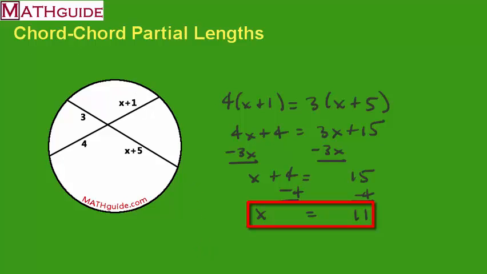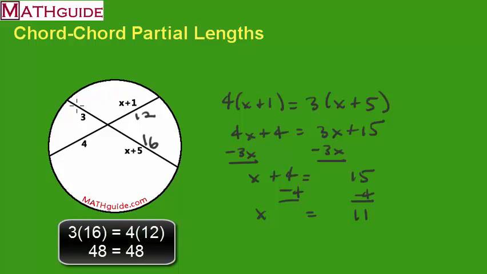If we wanted to know what this actual distance is in this diagram, we could take 11. 11 plus 1 is 12. We could say if this is 11, 11 plus 5 is 16. And we could see that 16 times 3 is 48. 12 times 4 is 48. So everything is working.